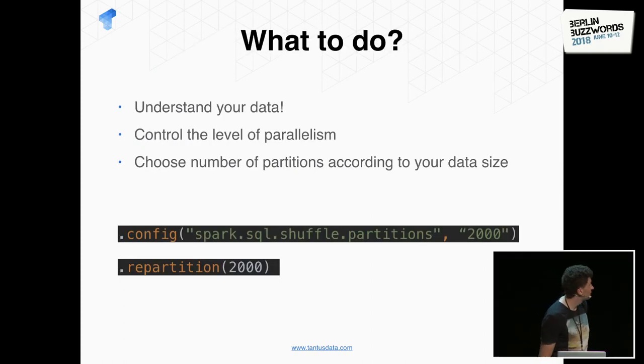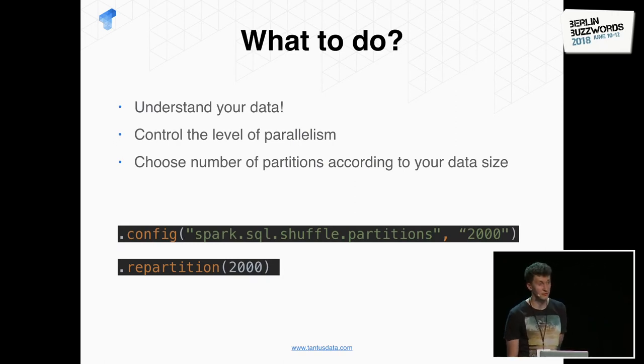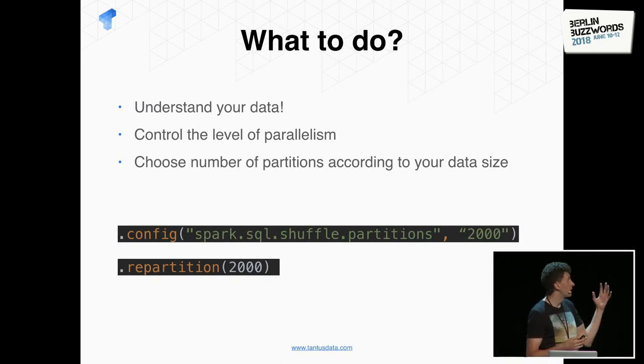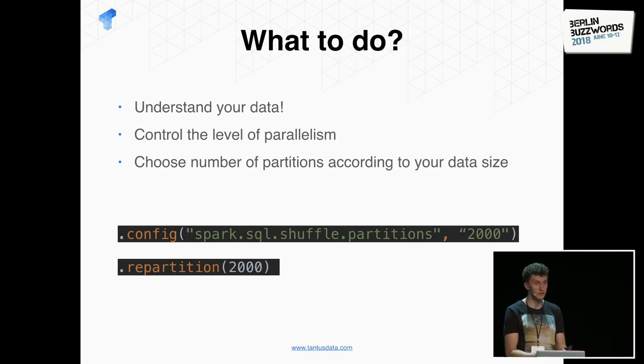So first of all, you have to understand your data. You have to know the size of your data and do the back of the envelope calculation so you understand why it happens to you. But once you understand that, it is actually quite simple. You can just control the level of parallelism, so use this parameter and increase the number of tasks. So you have more tasks, each of them will be processing less data because they are uniformly distributed.